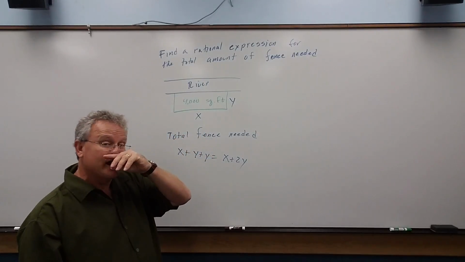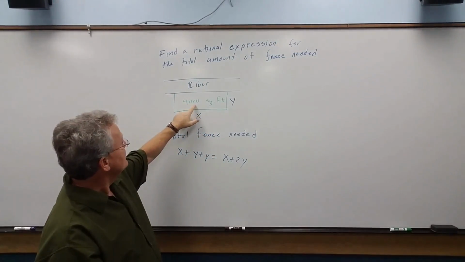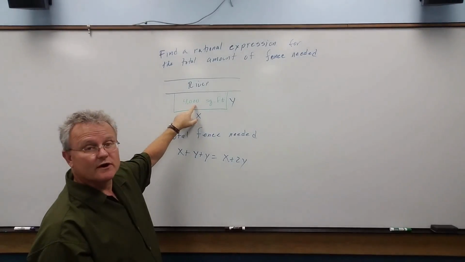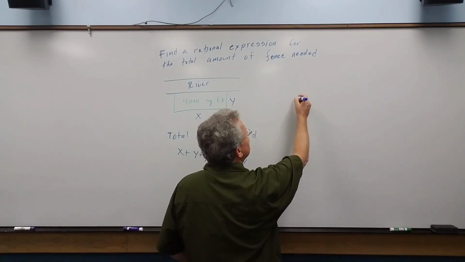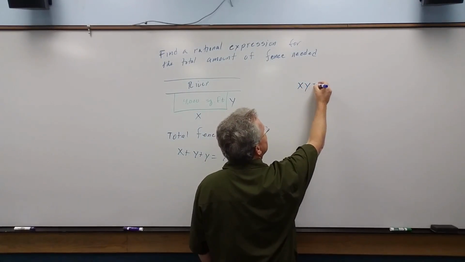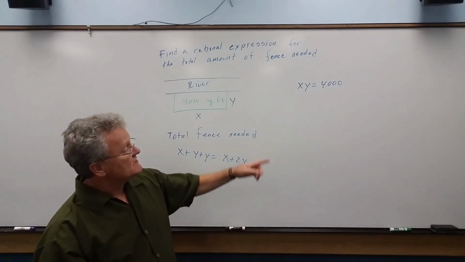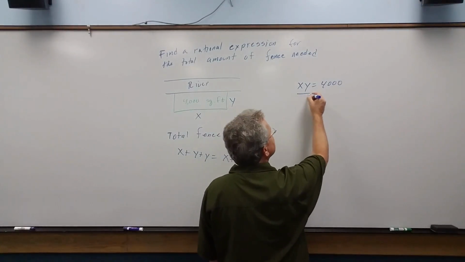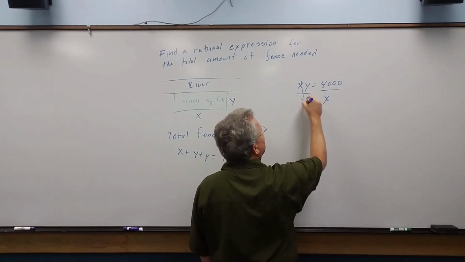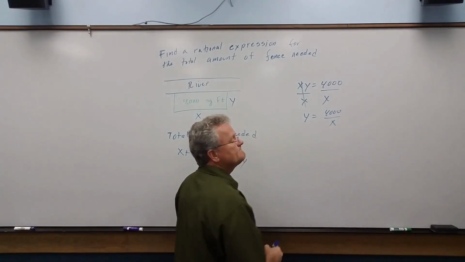So we could figure out the value of y from the information here. The area is 4,000 square feet. The area of a rectangle is length times width. Therefore, xy must equal 4,000. Now we can solve this equation for y by dividing both sides by x. And we find y is equal to 4,000 over x.